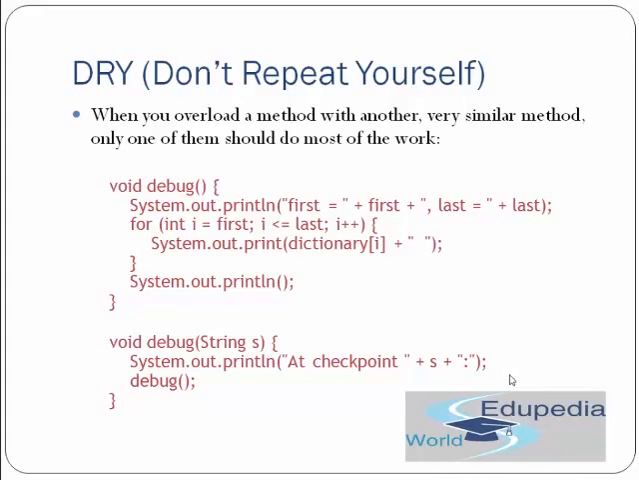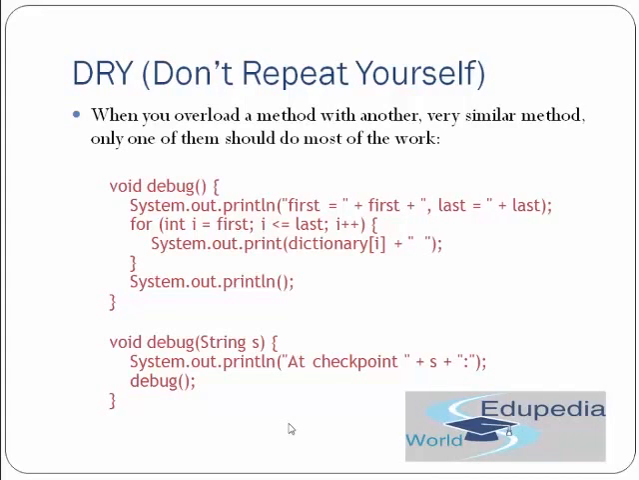There's a rule. When you overload a method with another very similar method, only one of them should do most of the work. For example, we have void debug, where we are printing something, first and last, and then actually printing the dictionary using a loop. And then we have another debug which is taking a string s. Whatever thing you are passing is doing that thing. So the rule says that when you overload a method with another, very similar method, only one of them should do most of the work.